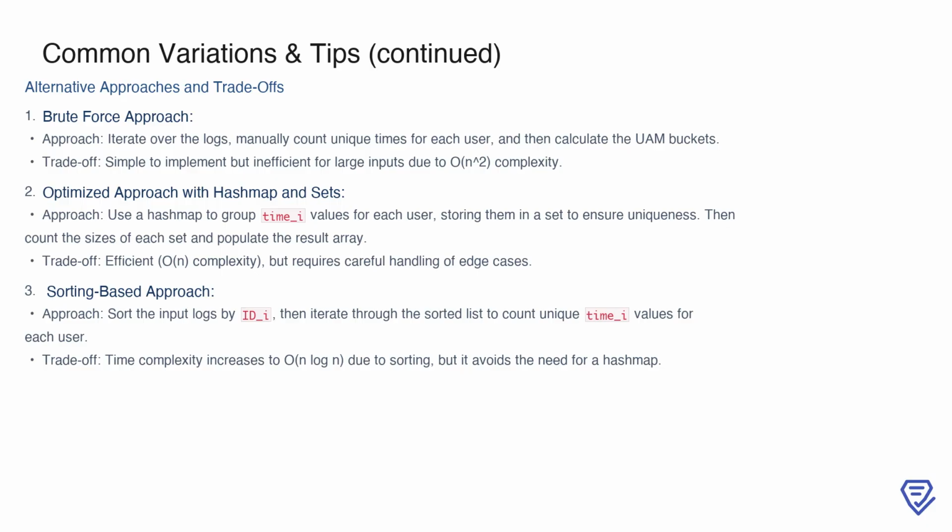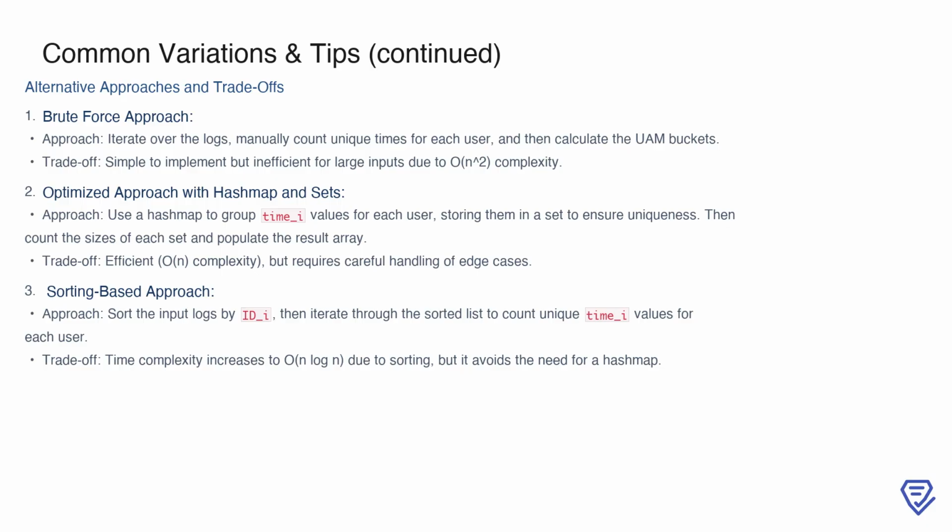There are multiple approaches to solving this problem, each with its own trade-offs. A brute force approach involves iterating through the logs, manually counting unique times for each user, and then calculating the UAM buckets. While simple to implement, this method is inefficient for large inputs due to its O(n²) complexity. A more optimized approach uses hash maps and sets. Here, you group time_i values for each user in a hash map, ensuring uniqueness with a set. Then, you count the size of each set and populate the result array. This approach is efficient with O(n) complexity but requires careful handling of edge cases.